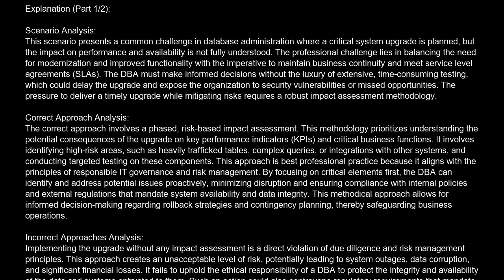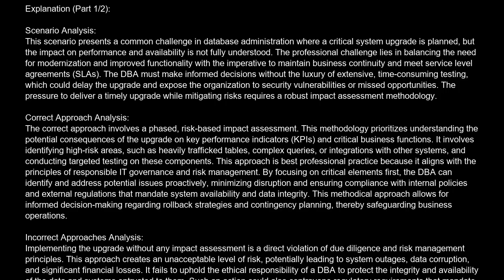The DBA must make informed decisions without the luxury of extensive, time-consuming testing, which could delay the upgrade and expose the organization to security vulnerabilities or missed opportunities. The pressure to deliver a timely upgrade while mitigating risks requires a robust impact assessment methodology.